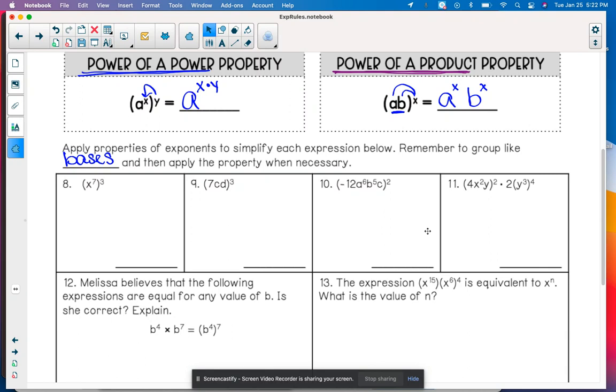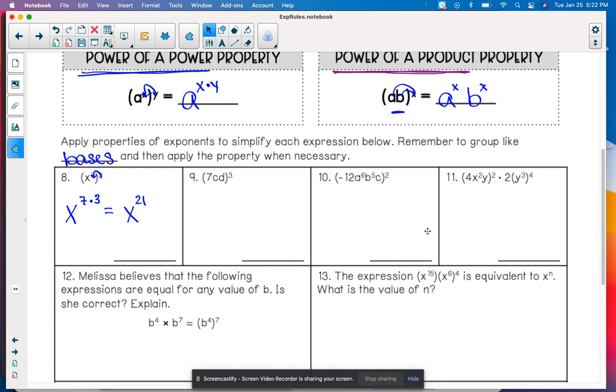So 8 is going to be blue, and when exponents are side by side, we multiply. So x to the 7 times 3 is going to give us x to the 21. Because 7 times 3 is 21. Give it a second to catch up. There. So again, 7 times 3, 21.